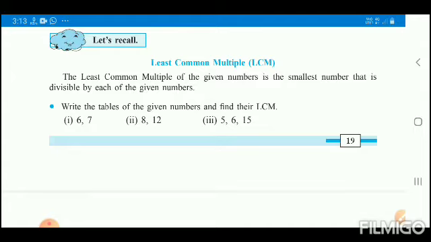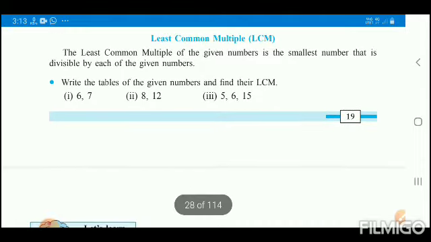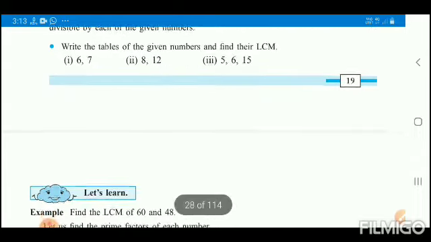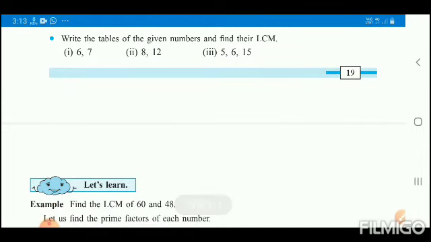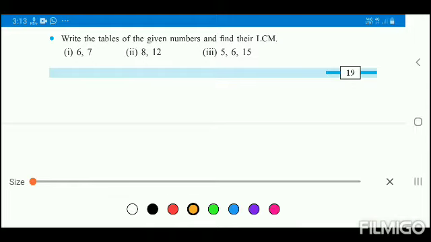The least common multiple of the given numbers is the smallest number that is divisible by each of the given numbers. So, here they have given one question in your book. We'll see that. Write the tables of the given numbers and find their LCM. One example I will tell you here. That is the first example.